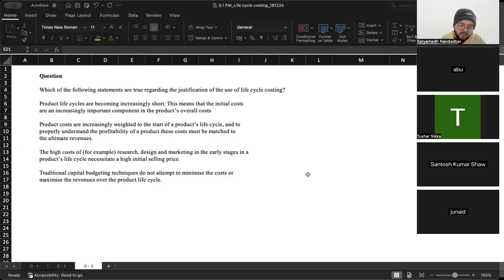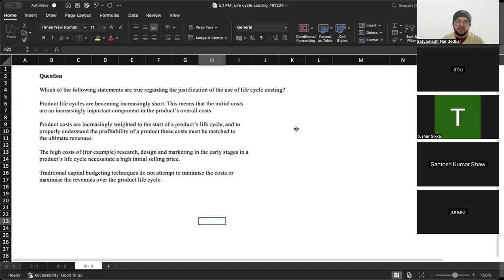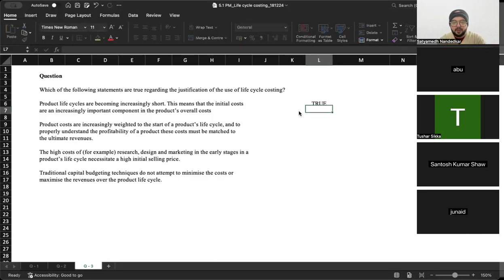Traditional capital budgeting techniques do not attempt to minimize the cost or maximize the revenues over the product life cycle. So, capital budgeting techniques is basically to decide whether you should invest in a particular product or not. So, that has got absolutely nothing to do with minimization of cost or maximization of revenue. It is an investment appraisal technique and not really connected with the life cycle costing concept. So, the first two statements are true, and the last statement is false. So, just make sure that you pick the correct one.